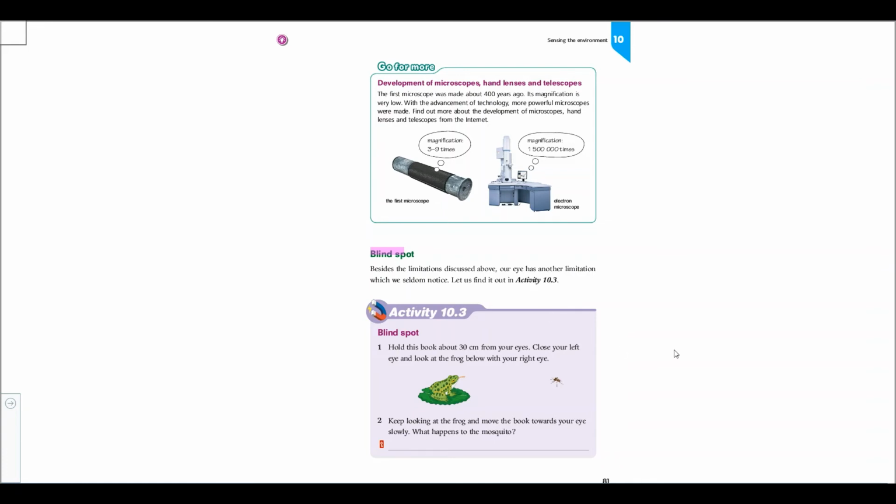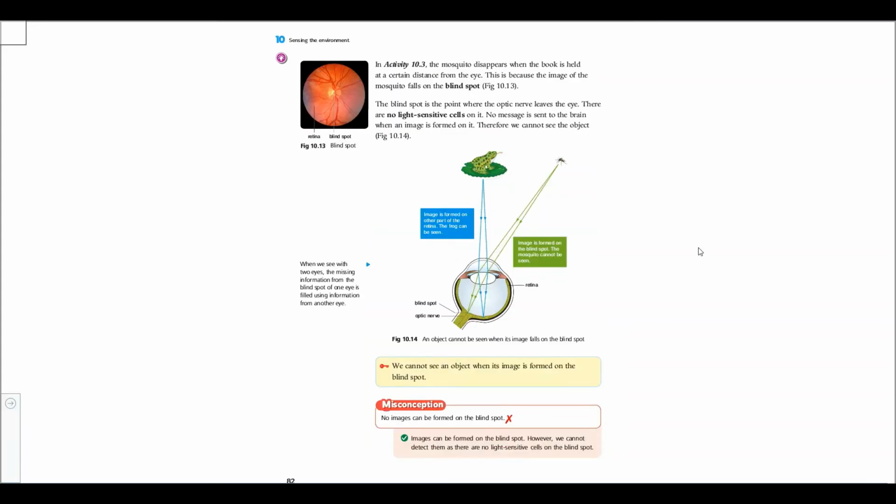In activity 10.3, you can try to follow the steps, and you will find a very interesting phenomenon. If you keep looking at the frog and then move the book towards your eyes slowly, there is a point where the mosquito will disappear and then reappear again. You can follow the instructions and see what exactly happens. So why? It is because of the presence of the blind spot. Why would the mosquito disappear and then suddenly reappear?